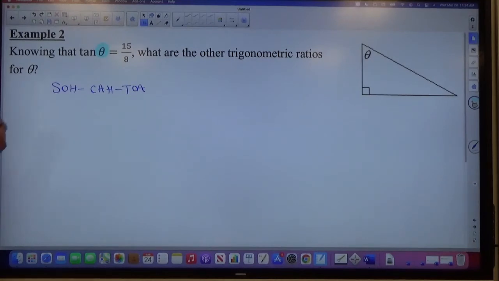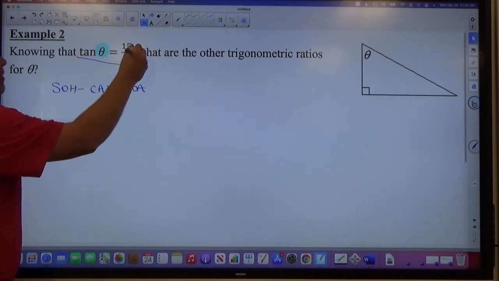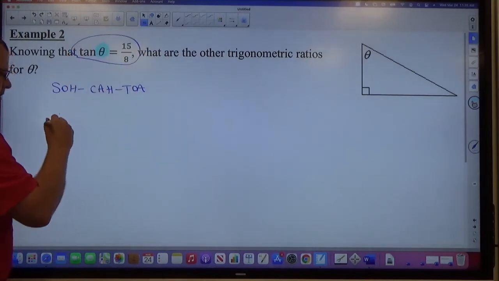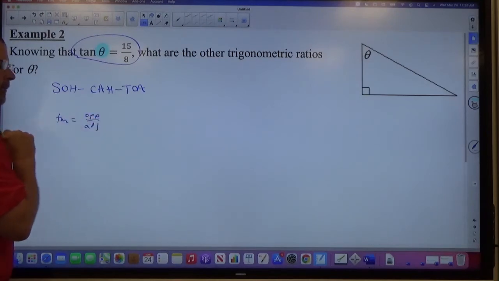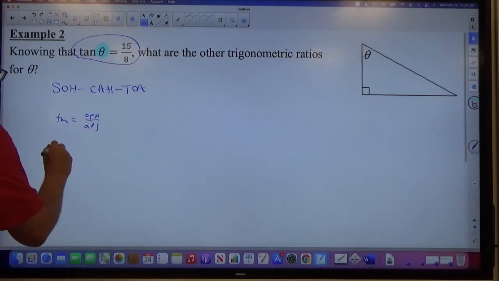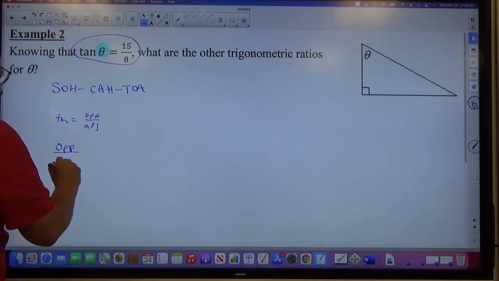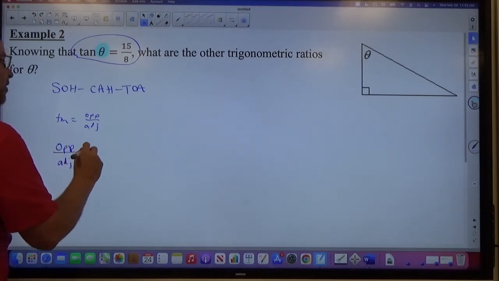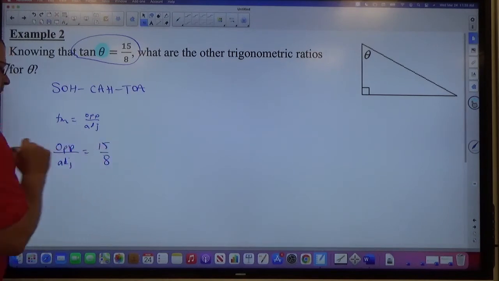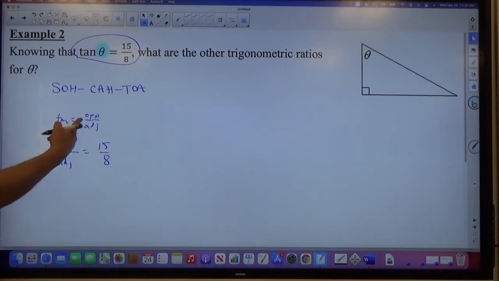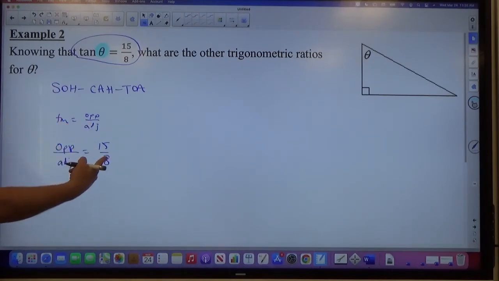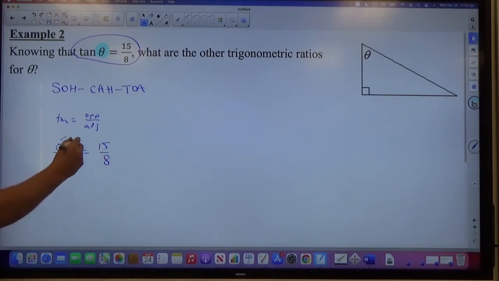So, if they tell me tangent equals 15/8, and tangent is opposite over adjacent, that tells me that the opposite over the adjacent of theta is going to be 15/8. They told me what tangent was. I know what tangent is, so what tangent is equals what they tell me tangent is. Opposite side 15, adjacent side 8.